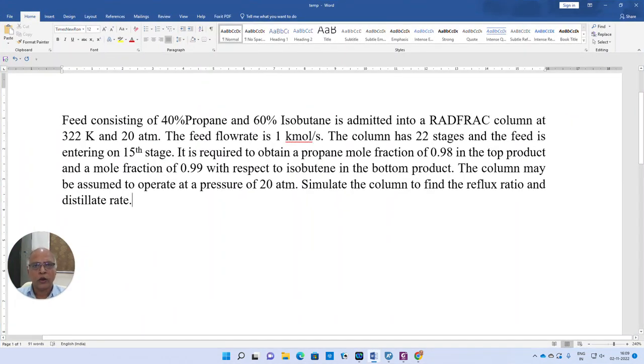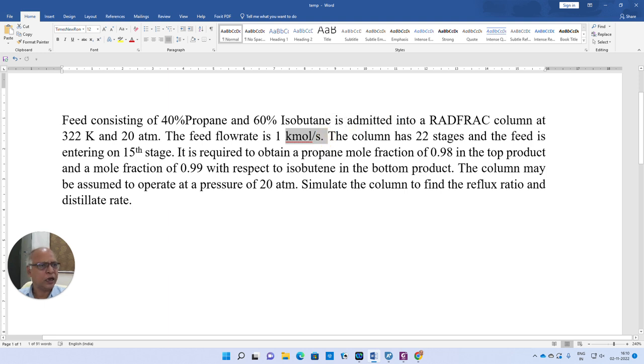Good morning. Once again, in this session, I would like to demonstrate the use of the equation-oriented approach to carry out process simulation. As you can see, this is a problem involving a RadFrac column, a rigorous distillation column, in rating mode. The feed is 40% propane and 60% isobutane, entering at these conditions of temperature and pressure at a flow rate of 1 kilomole per second.